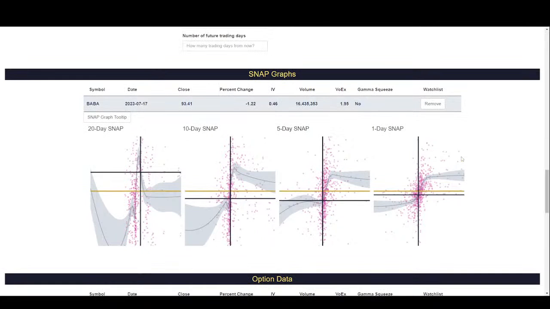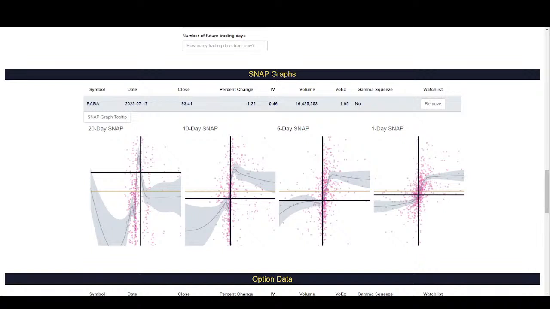This is the introduction to the snap graphs. Before I go into how we'll explain it with what it has to do with BABA, I'm going to give everybody some facts about the snap graphs. The snap graphs help interpret Voex in relation to future price action. If you want to write that down, that would probably be a good note to take and understand.